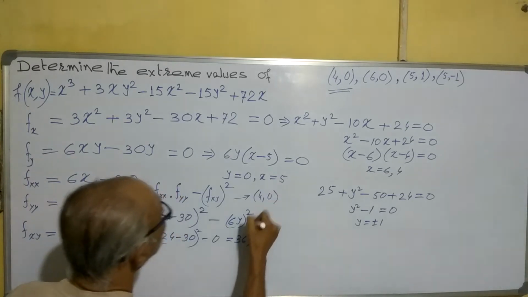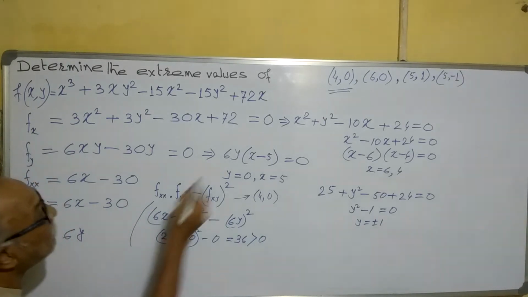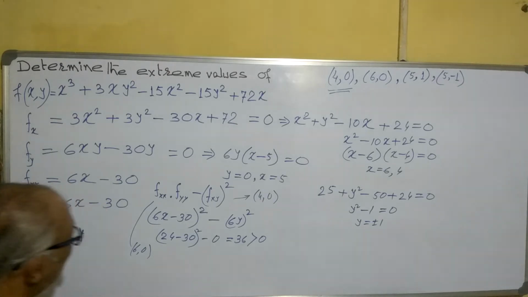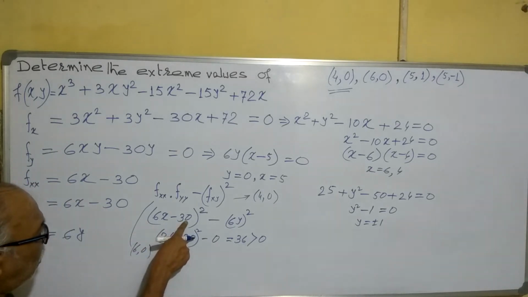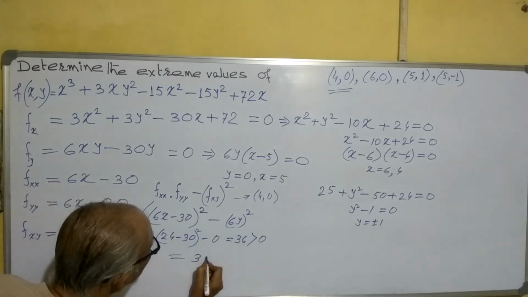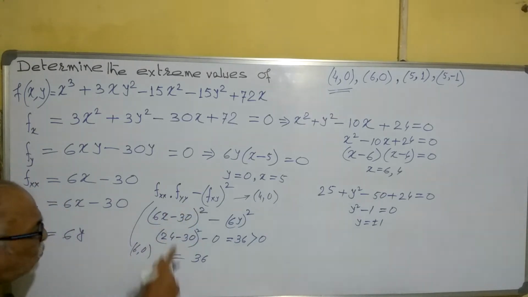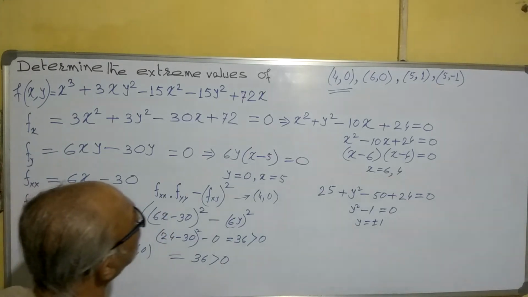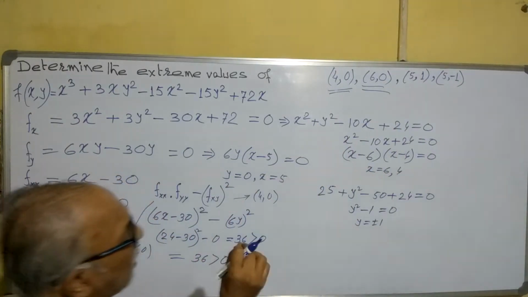We are getting this one. Now for 60, another point is 60. What we are getting? At 60, that means (6² − 30)... 36 minus 30 means 6, whole square 36. So this is also greater than 0. That means this one also represents an extreme value.